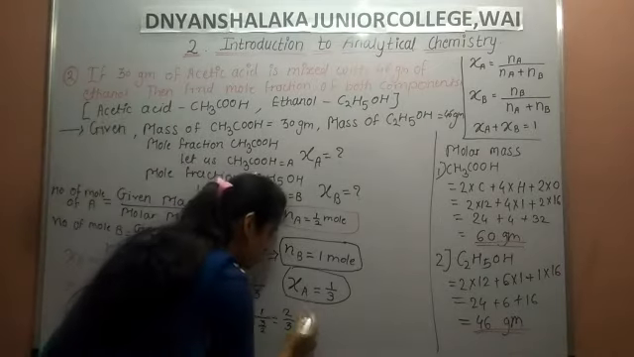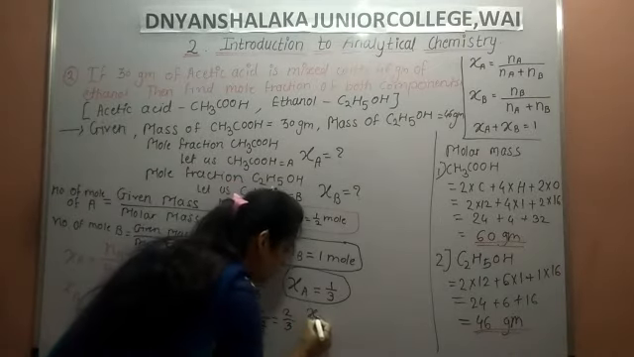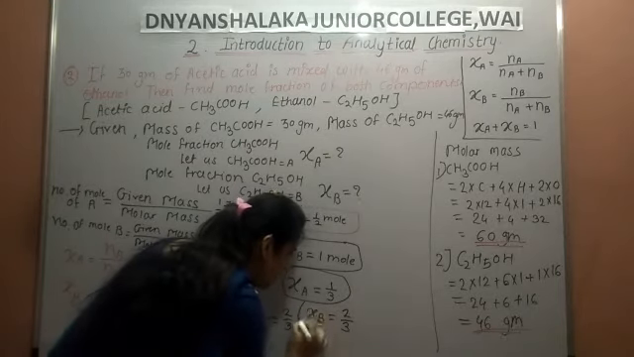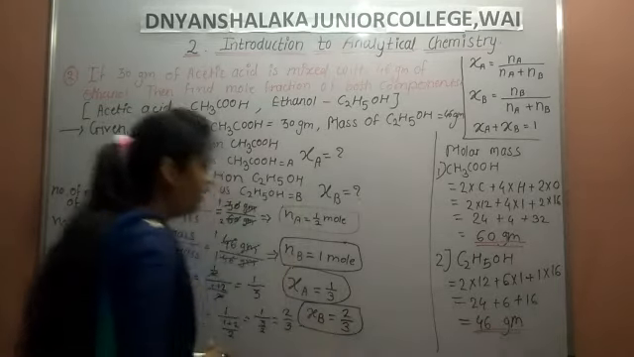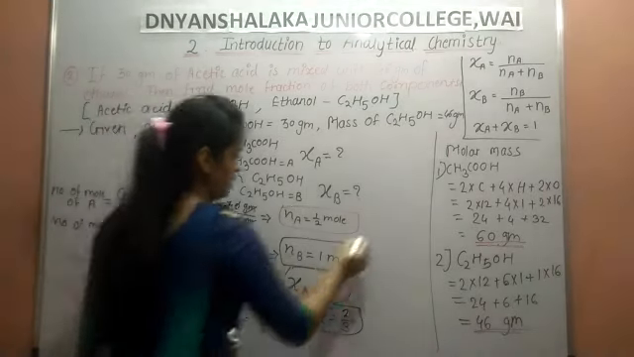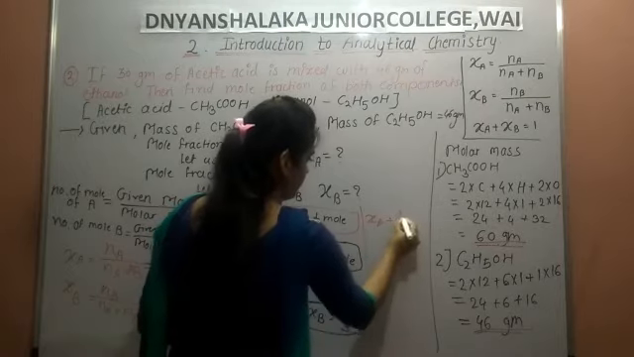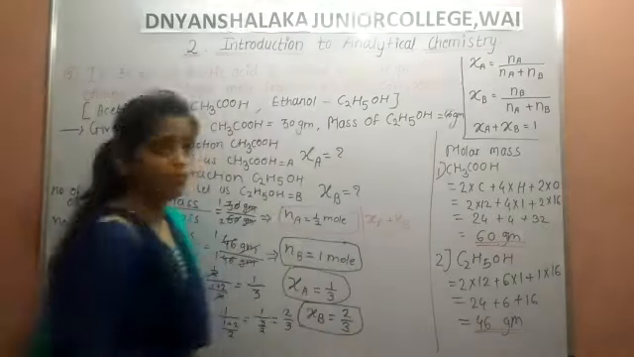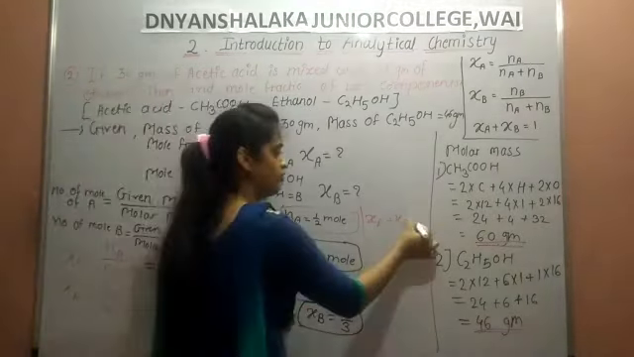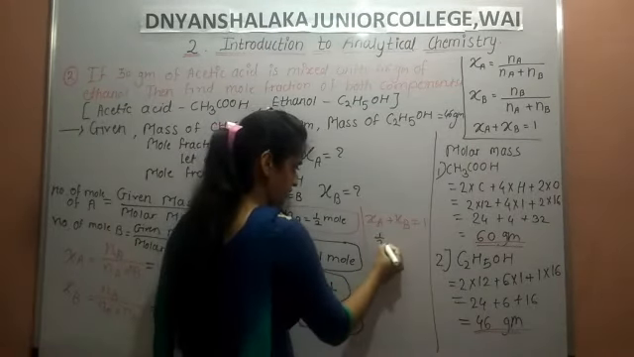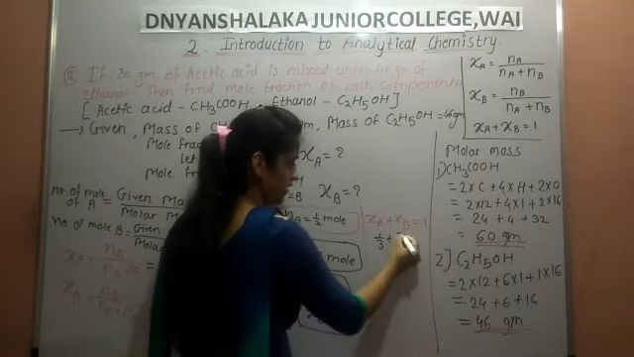So the mole fraction of B component is 2/3. Next we have to prove that XA plus XB, the mole fraction of A component plus the mole fraction of B component, is always equal to 1. The mole fraction of A component is 1/3 and the mole fraction of B component is 2/3.